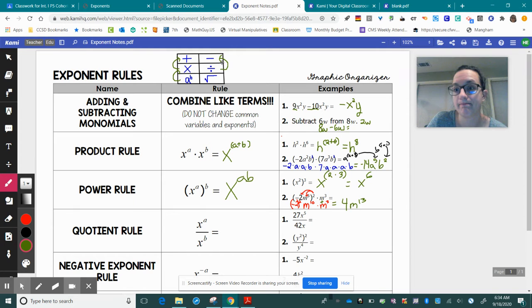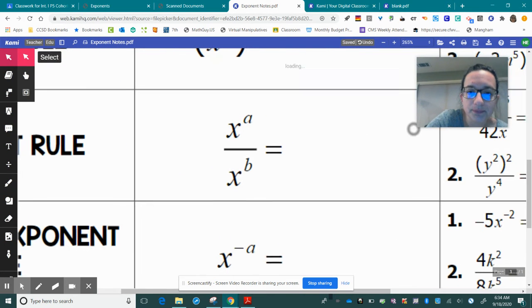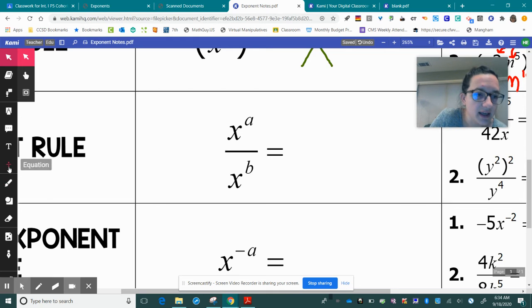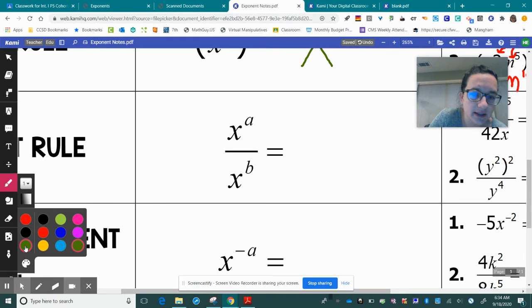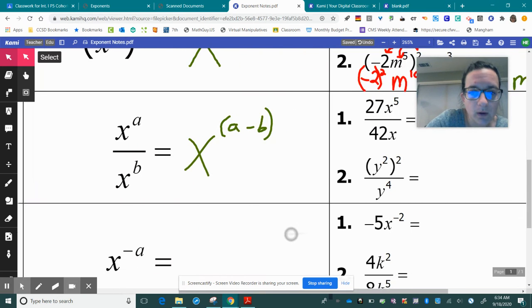Subtract that next lower level. So what this is going to look like is that we have x to the a divided by x to the power of b, which will give us x to the power of a minus b. I'm telling you, that lower level, it works. It's good stuff.